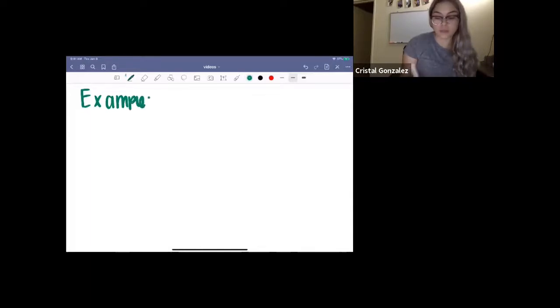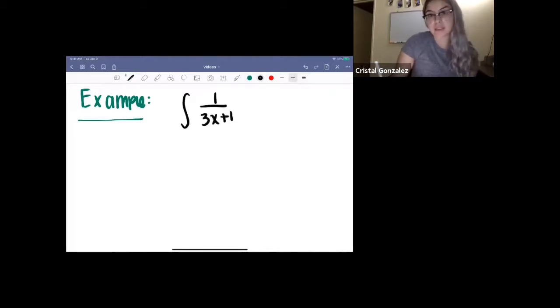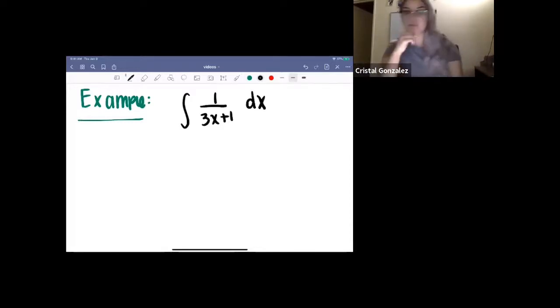Okay, so what I want to do is integrate 1 over 3x plus 1 dx. Now, how do I integrate this? I don't think I can, right? We can't rewrite this to be in the power rule. And even if we did, right?